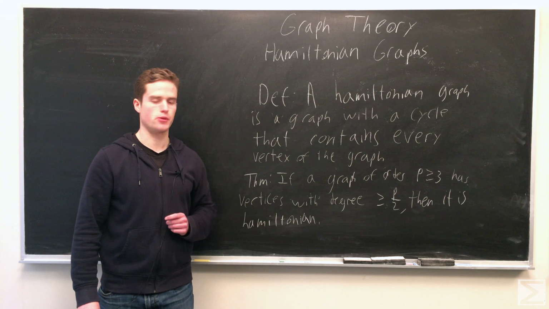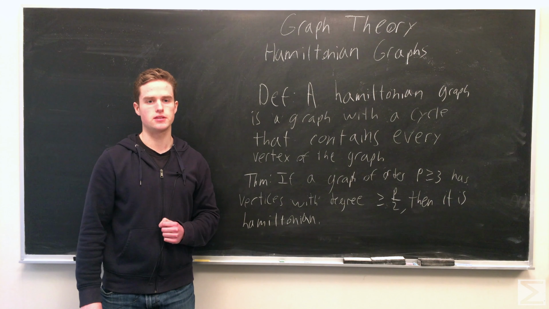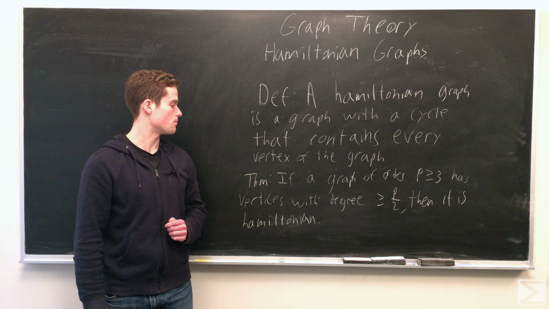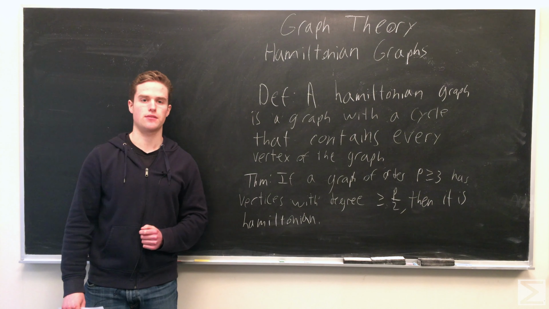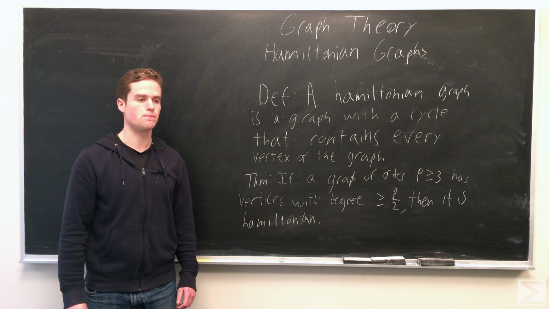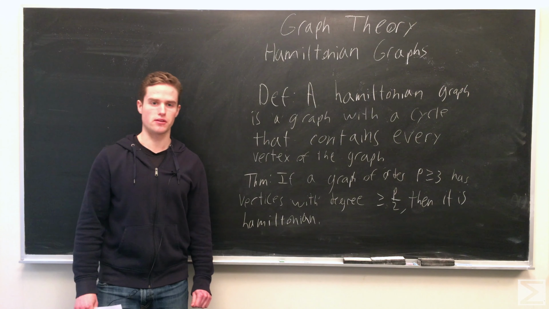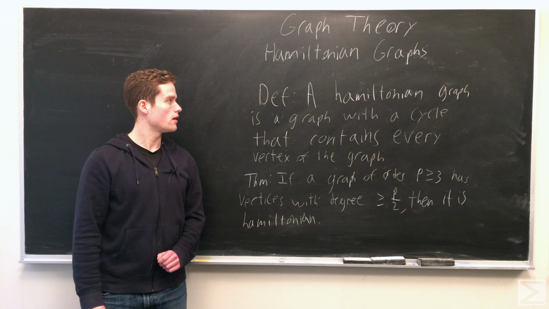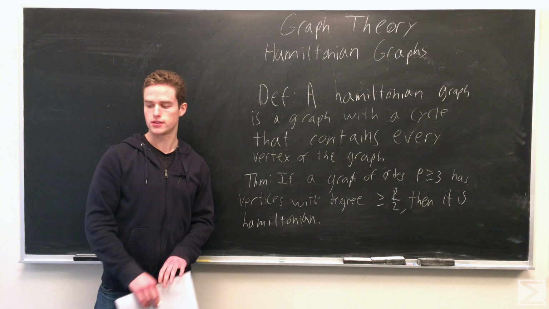A Hamiltonian graph is a graph with a cycle that contains all the vertices of a graph. And one simple theorem about Hamiltonian graphs is that if we have a graph with P vertices, and the degree of each vertex is greater than or equal to P over 2, then that graph has to be Hamiltonian. And so we can prove this theorem.